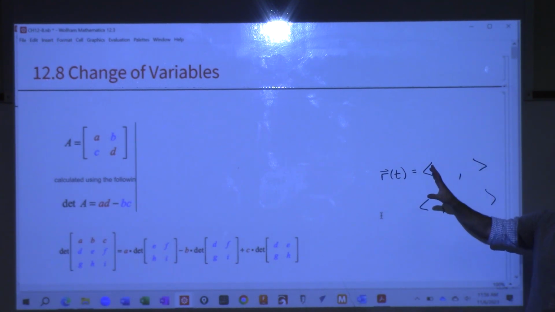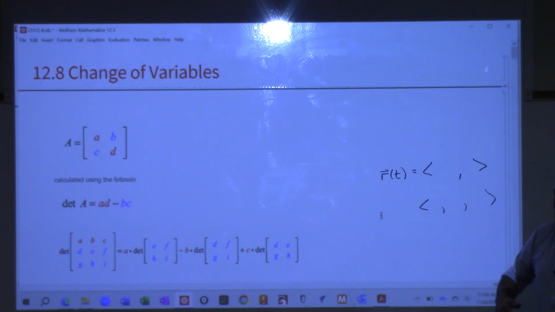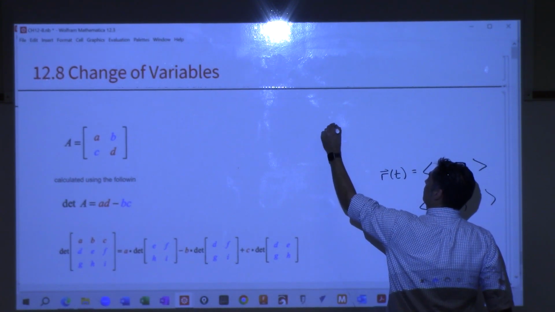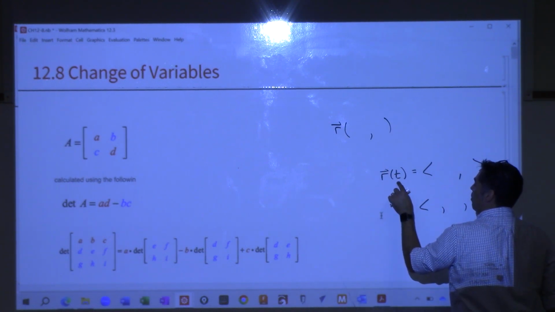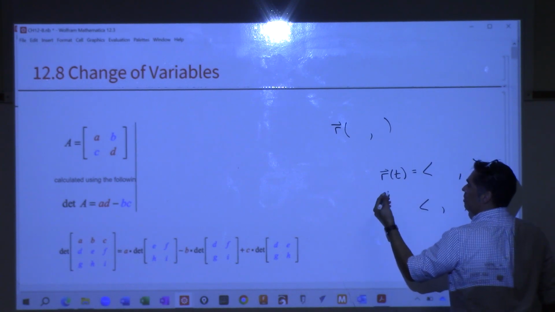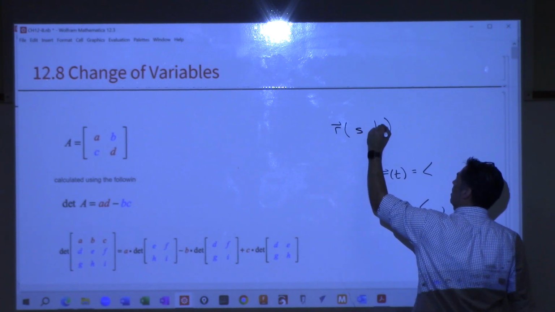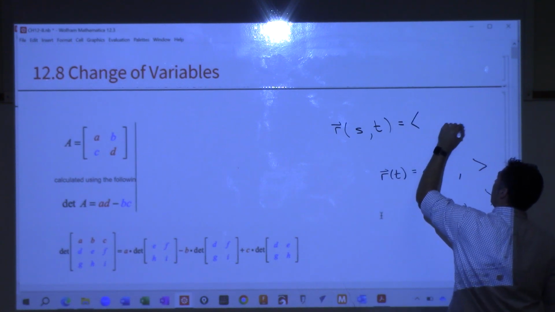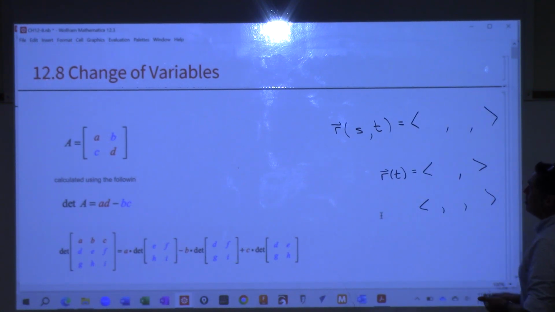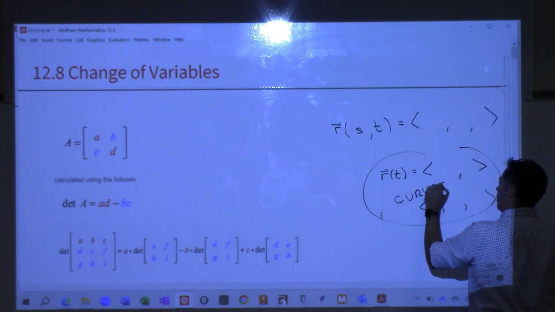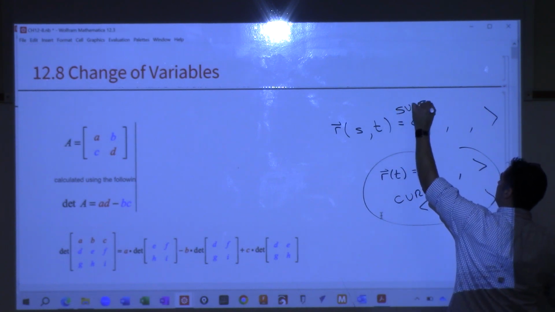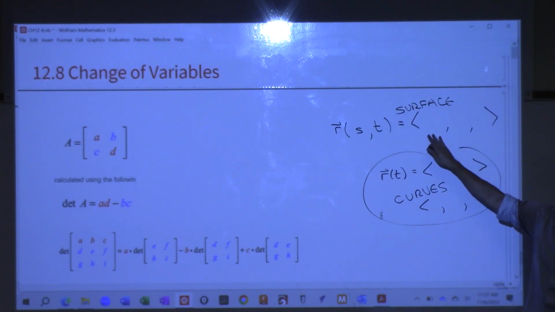To understand the proof of why this formula works, you have to know that there are actually other functions where it's a vector function, but instead of taking in one input, it's going to take in two inputs. So it'll become like, I don't know, s and t goes in, and then it spits back a vector in three-dimensional space. And these were curves, right? These were curves. This is a surface. We haven't studied these. We will.